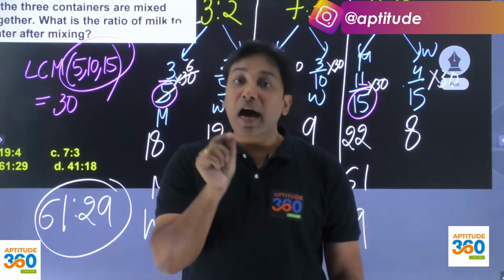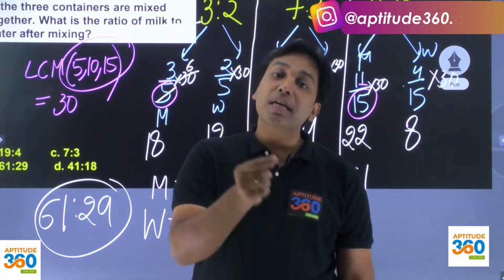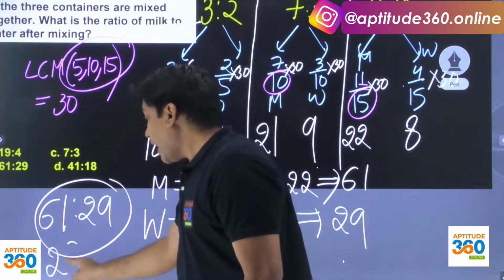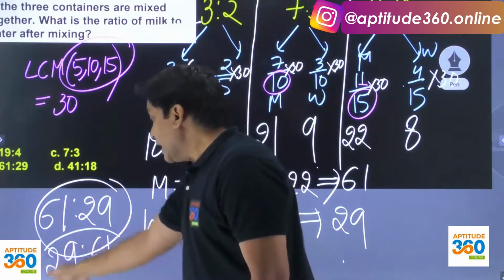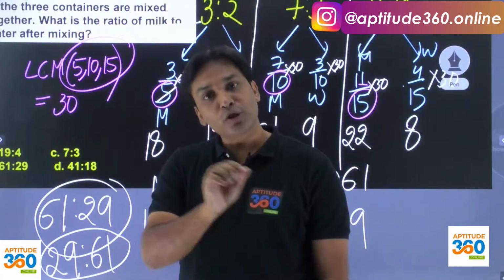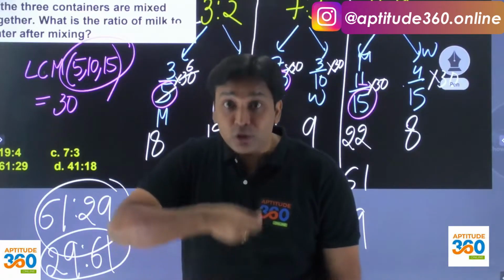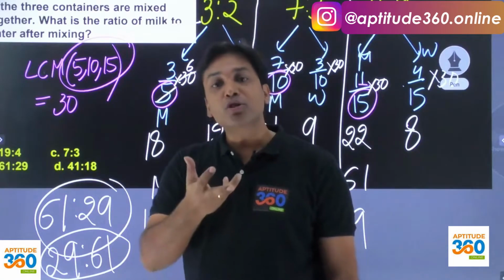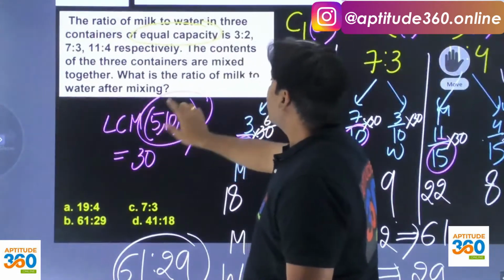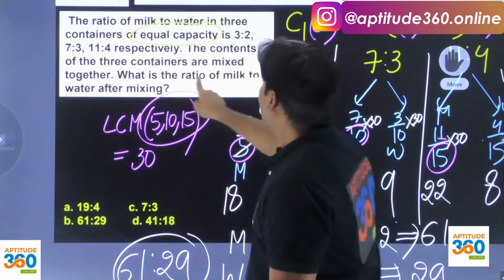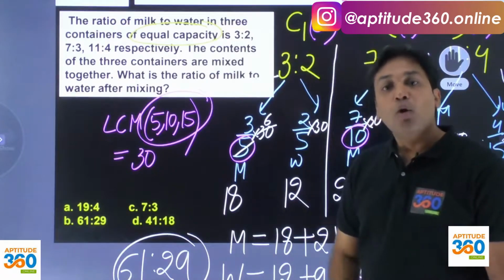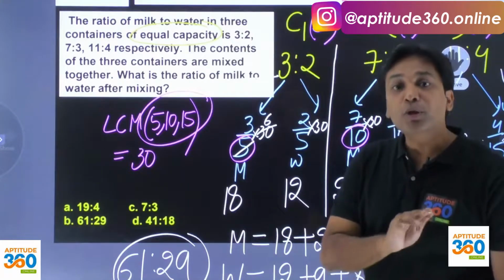If the problem would ask you to find out the ratio of water to milk, please do not answer this. Then your answer will have to be 29 is to 61. यहीं पे गड़बड़ी होती है क्योंकि ये दोनों ऑप्शन आपको एग्जामिनेशन पे देकर रखा होगा, 61 is to 29 and 29 is to 61. So you need to ask yourself as to what the problem is talking about. Problem यहाँ पे बोल रहा है कि मेरे को ये बता दो what is going to be the ratio of milk to water. So milk to water 61 is to 29. Water to milk it is going to be 29 is to 61.